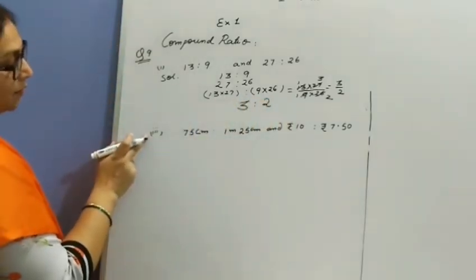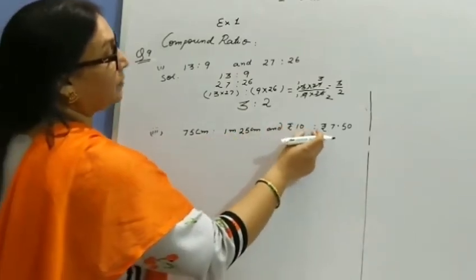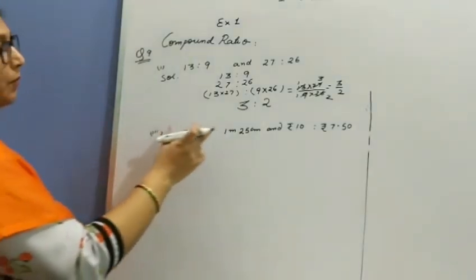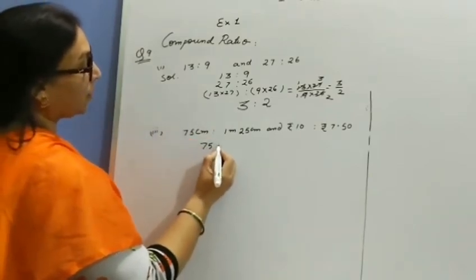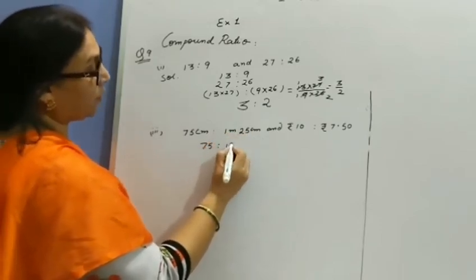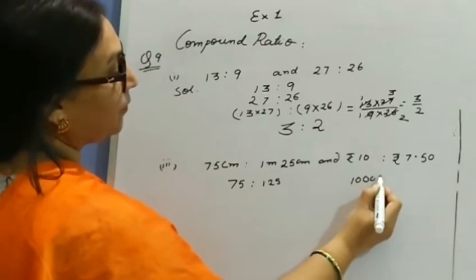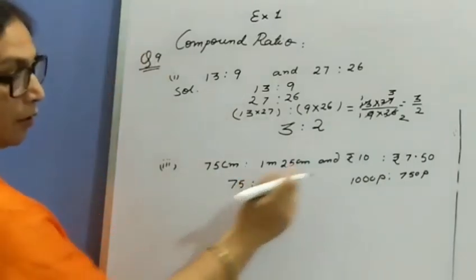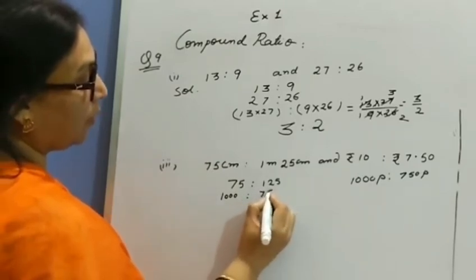Moving on to the next part, third part. 75 centimeter is to 1 meter 25 centimeter and rupees 10 is to rupees 7.50. Find their compound ratio. So let's bring them down without carrying the units. 75 is to 1 meter 25 centimeter, means 1 meter means 100 plus 25, 125. In this case, convert them as paise. Rupees 10 equals 1000 paise is to 750 paise. So when you write below it, don't carry the sign. Antecedent down the antecedent and consequent down the consequent.